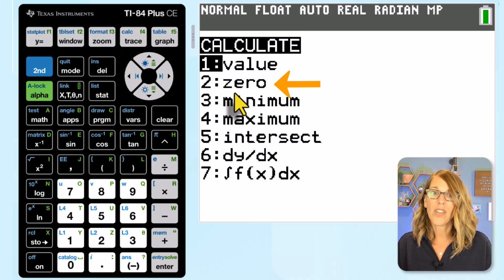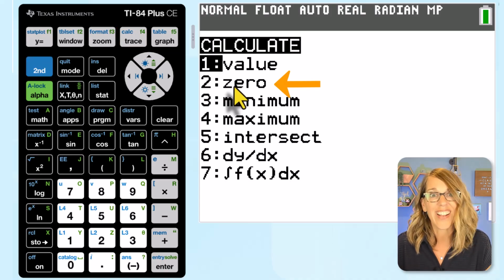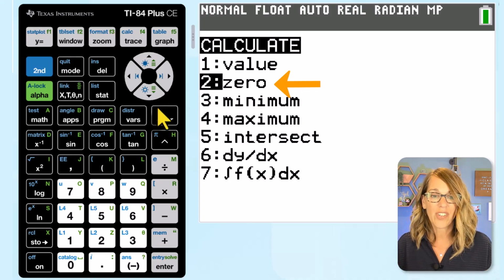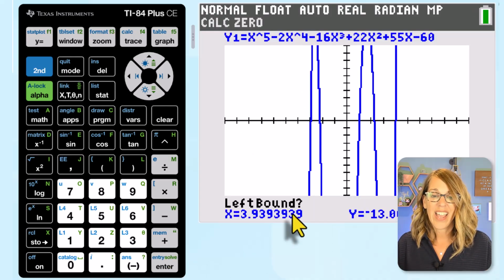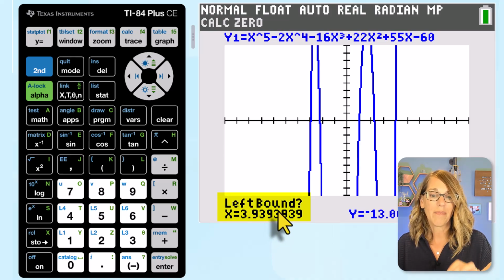We want to find the value of a 0. This is synonymous, more or less, with a root or an x-intercept. So you want a 0, which is number 2. I'm going to hit enter there. And notice that it's giving me prompts here at the bottom. It wants the left bound.